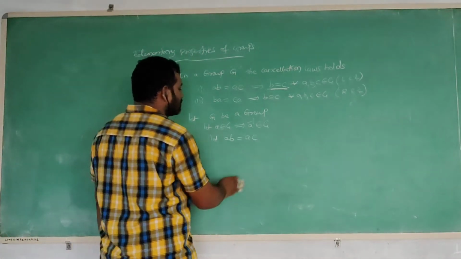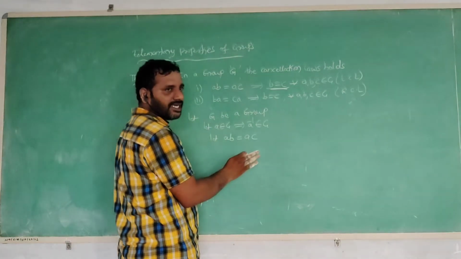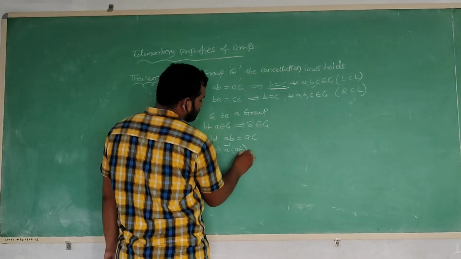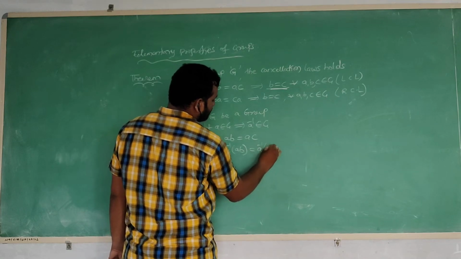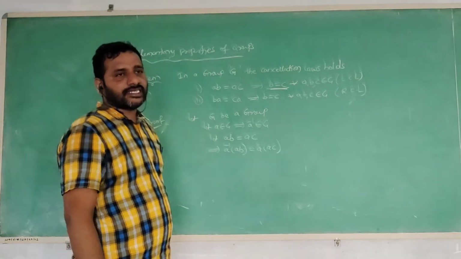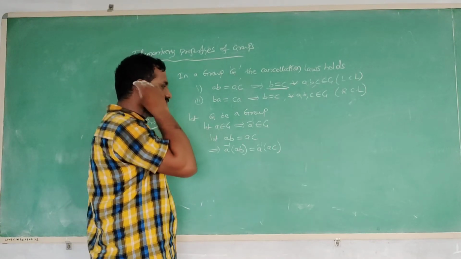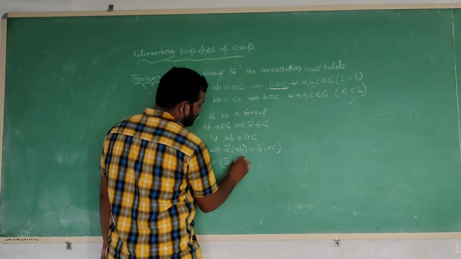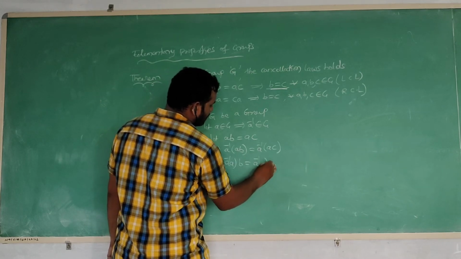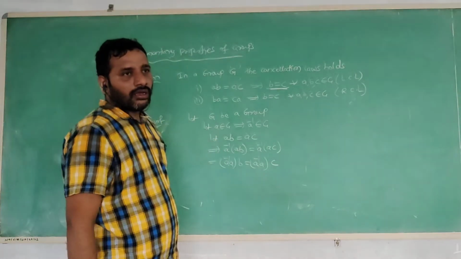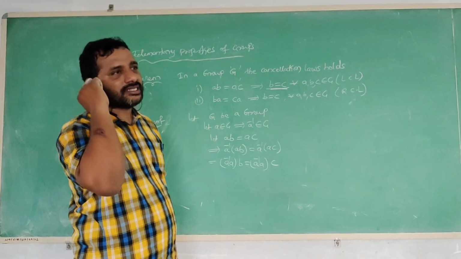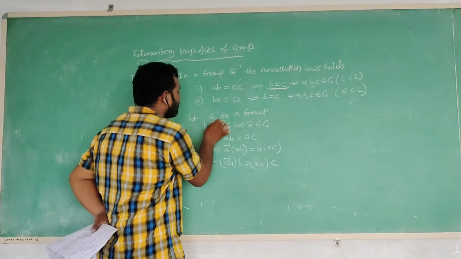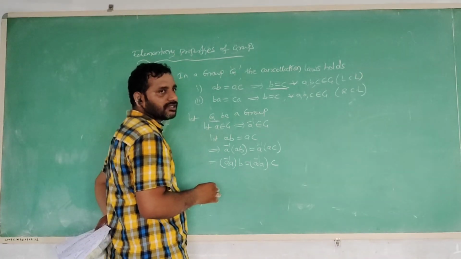Okay, AB equals AC. Now I am operating on both sides with A inverse. Then A inverse of AB equals A inverse of AC. G is a group, so G satisfies the associative property. By using the associative property, we can write A inverse A B equals A inverse A C. In a group G, A into A inverse equals E, according to the inverse property.